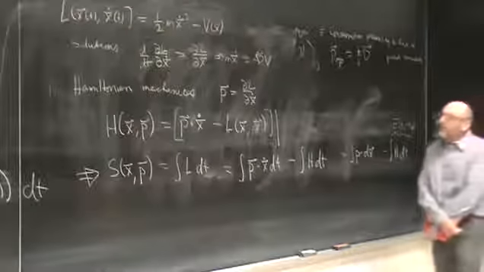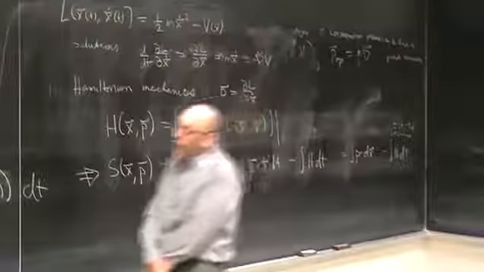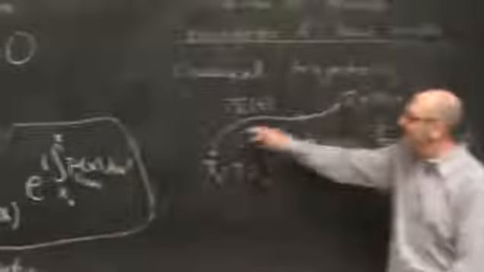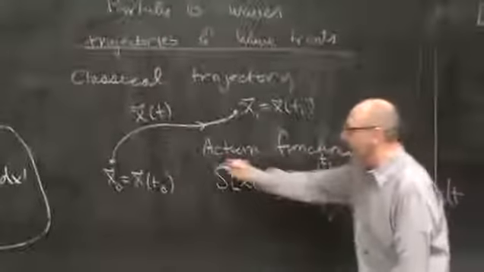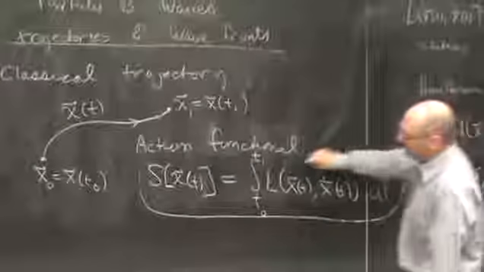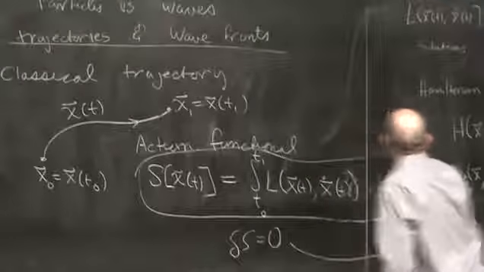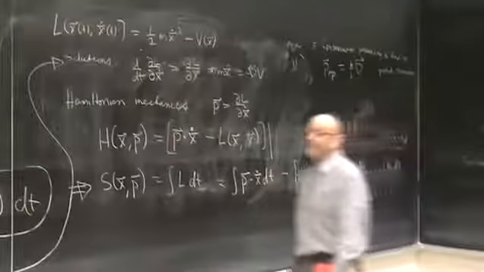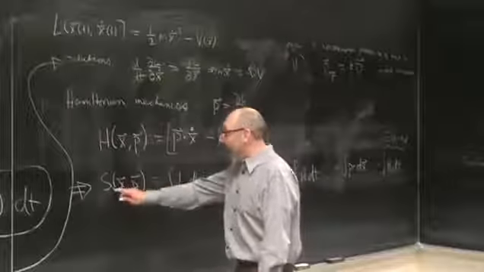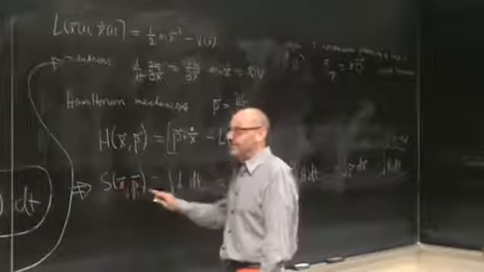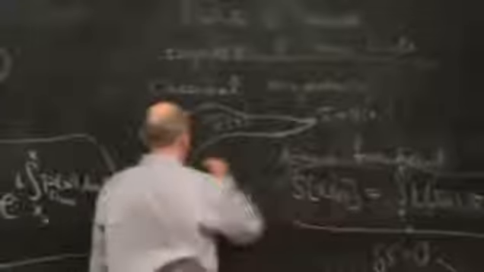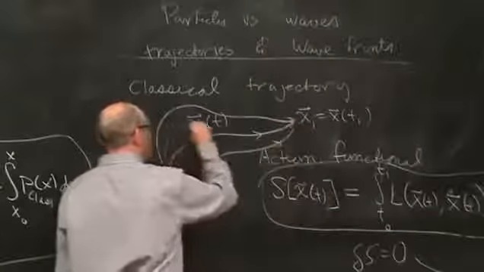However, we know that there's only one possible trajectory that takes us from here to here, the one that is the stationary action. That's the one that leads. Right? However, quantumly, there's no reason that I have just the one that has the stationary phase. In principle, all possible paths can take me from here to here.